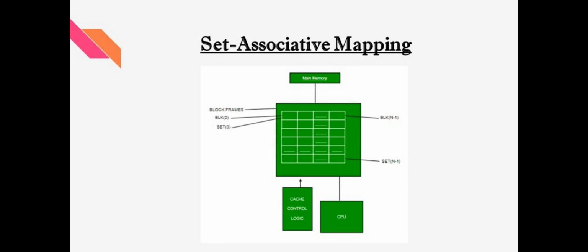Here we can see the block diagram of set associative mapping, where it consists of main memory, cache control logic, CPU, and some block frames.